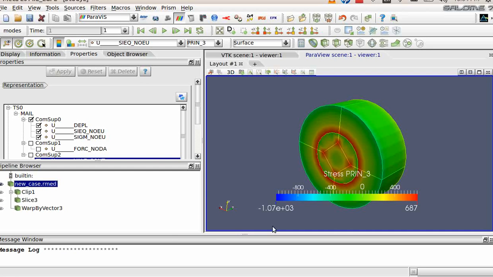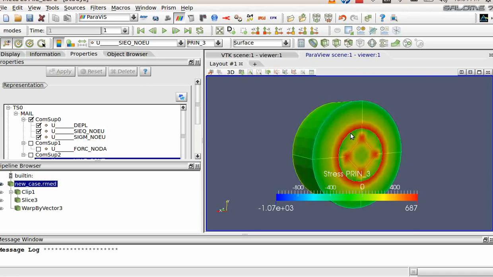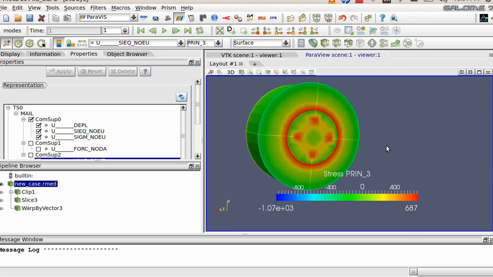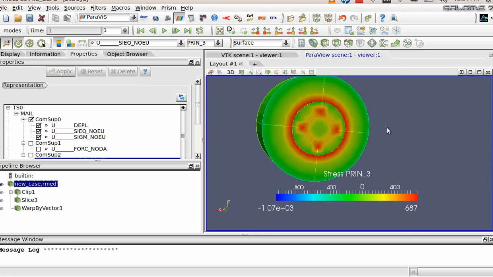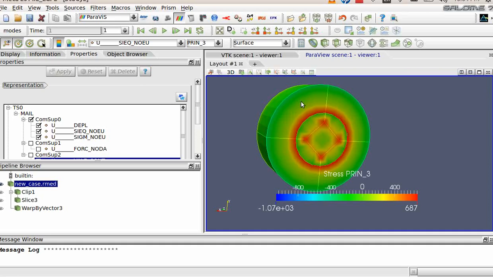This analysis has been performed in a software called Salome Meca, which is a preprocessor, and Aster is a solver. You can see there are various stresses involved in this. Analysis has already been done. I am showing you the principal stresses. The red color are the principal stresses. The third principal stress varies from minus 1.07 into 10 raised to 3 to plus 687.